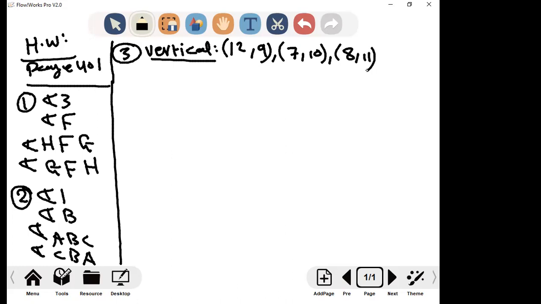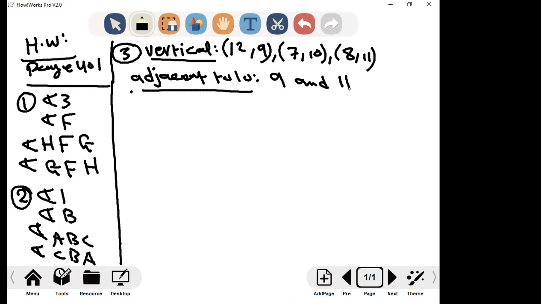These are vertical. Now the adjacent to 10, we have 2 angles that are adjacent to 10, 9 and 11. Right?